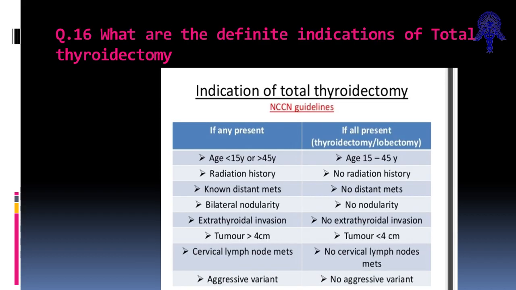So what are the indications of total thyroidectomy? NCCN guidelines: age less than 15 or more than 45 years, history of radiation, known distant mets, bilateral nodularity, extrathyroidal extension, tumor more than 4 cm, that is T3, cervical lymph node mets, that is N1, and aggressive variant. What are the different aggressive variants? Tall cell variant, diffuse sclerosing variant, columnar variant, right? So these are the aggressive variants.